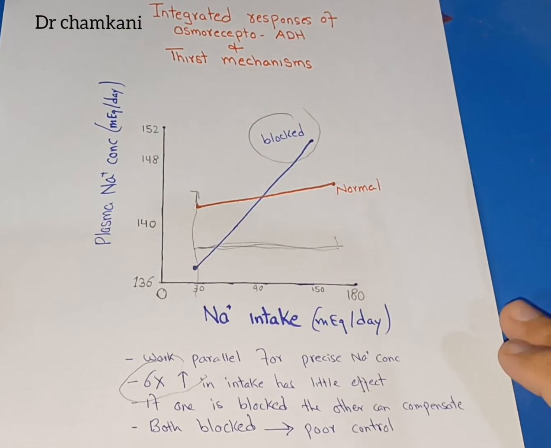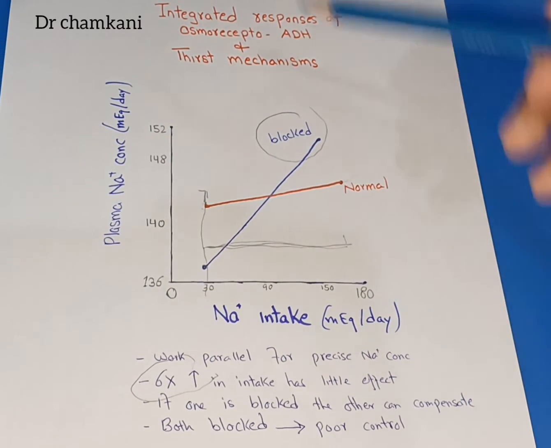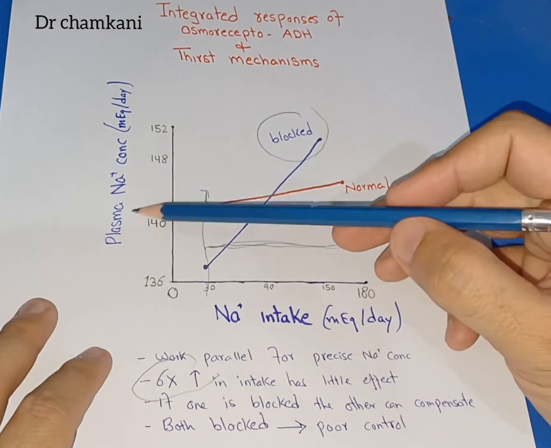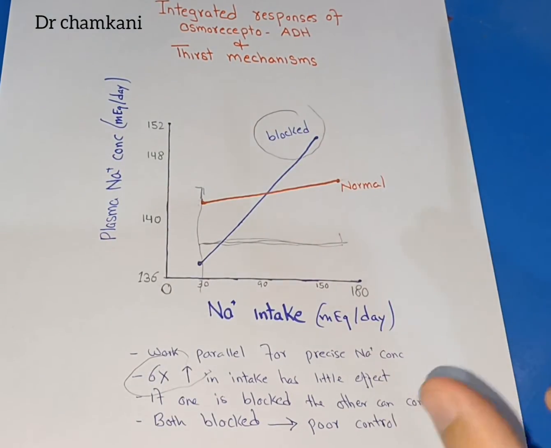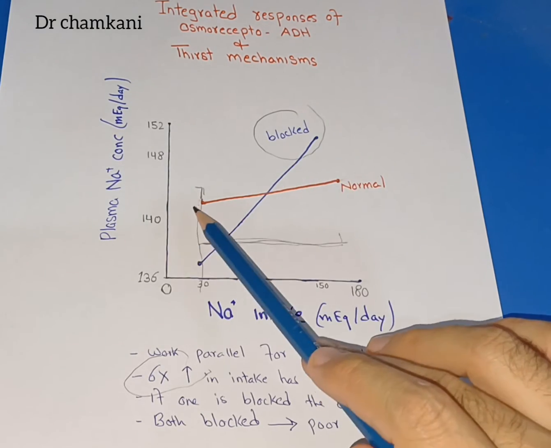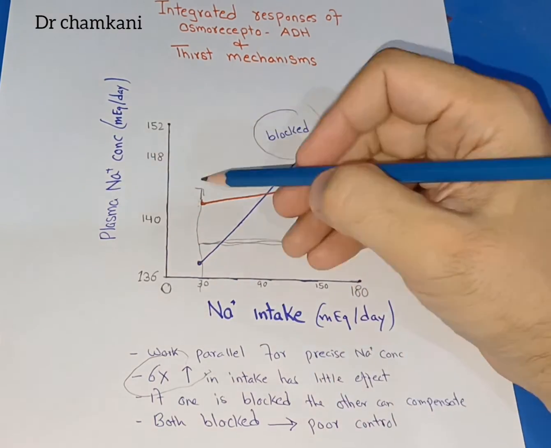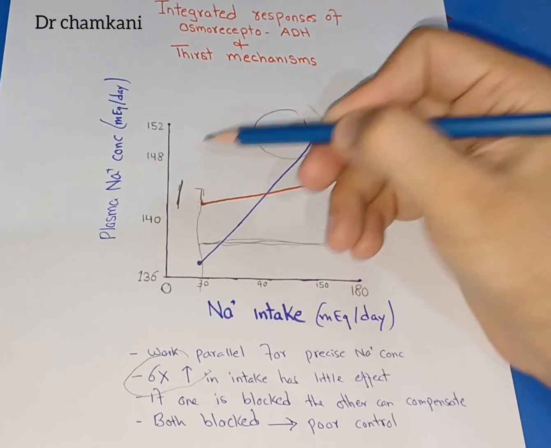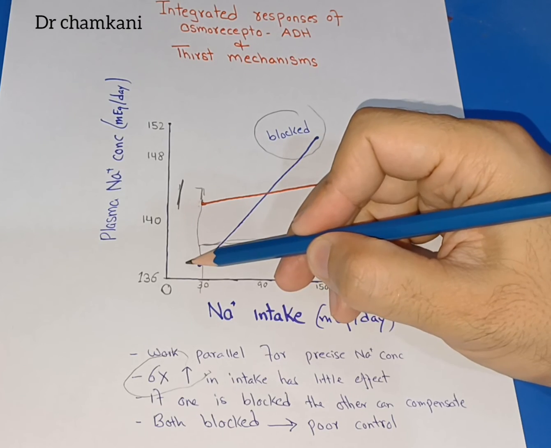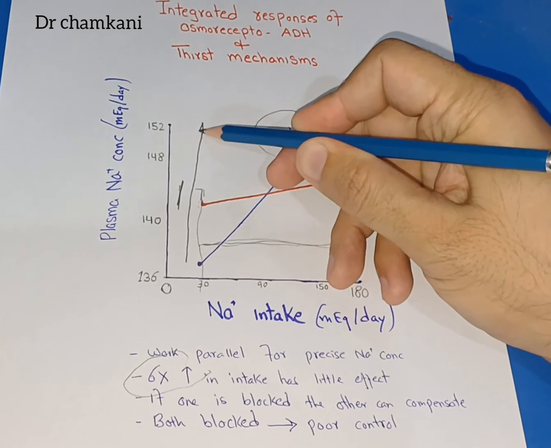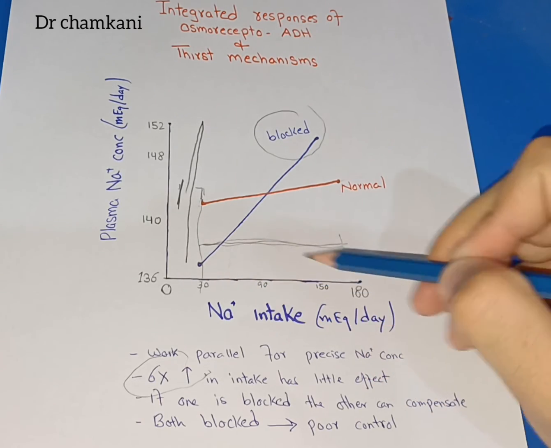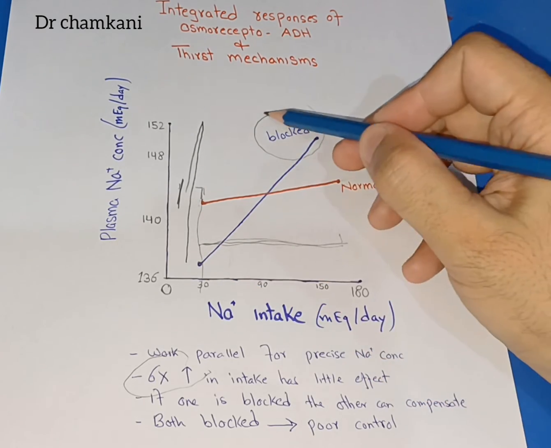So this lecture is about the importance of the integrated response when both the systems come together and they try to maintain the plasma sodium concentration as well as the osmolarity. So when both, or either one of them, is acting normally, it will try to maintain the concentration within this small range. But if both of them are blocked, then you see the change in plasma concentration will be very big. It will be this much. You can see it here from this point to this one. By increasing the uptake of sodium, the concentration has increased when both the systems are blocked.